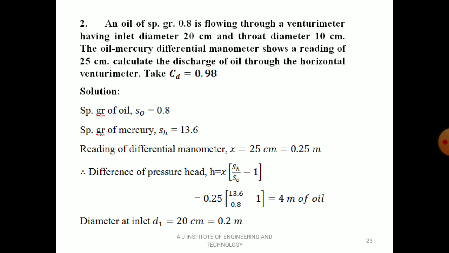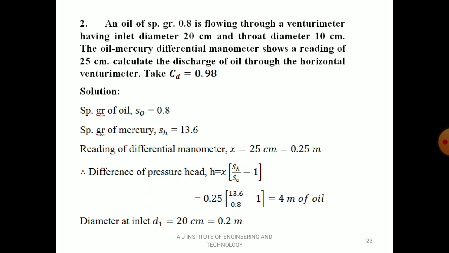Let's go for the solution. Specific gravity of oil, SO, the flowing fluid, is equal to 0.8. Specific gravity of mercury, SH, the heavy liquid, is equal to 13.6. So it's a case of a horizontal Venturimeter with specific gravity of manometric fluid greater than specific gravity of flowing fluid. That's case 1. The reading of the differential manometer is given as x equal to 25 centimeter. Convert from centimeter to meter: 25 by 100 is equal to 0.25 meter.